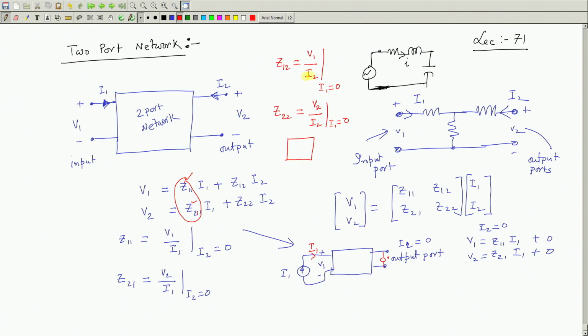This below quantity is I 2. So, you excite this network with a current source from the output port, I 2 in this direction, and keep the primary open circuited, that is, the input port open circuit. That will ensure I 1 equal to 0.